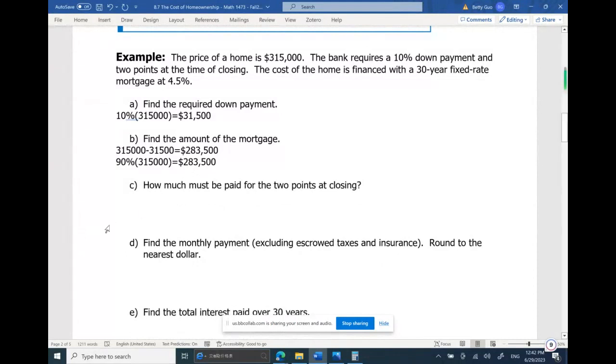So that's part B. 10% down payment. The rest, 90%, is the home mortgage, the loan amount you need to borrow from the lender.